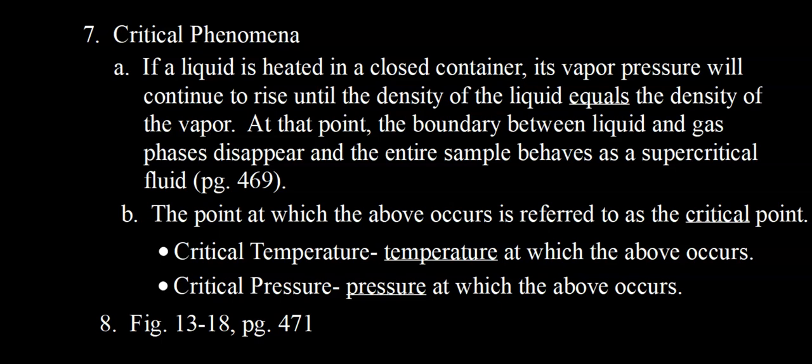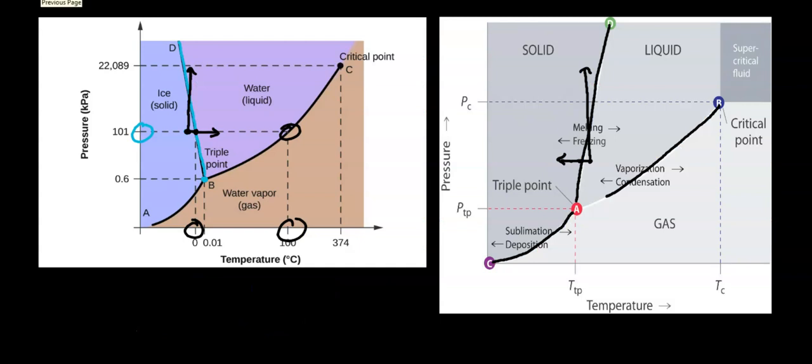The point at which the above occurs is referred to as the critical point. So we saw that on the phase diagrams here. So here's the critical point. Let's show that in a different color. Critical point for water, and then this is just some generic substance, critical point for that substance. Critical point is a temperature and a pressure. So the critical temperature is the temperature at which the above occurs. Critical pressure is the pressure at which the above occurs.